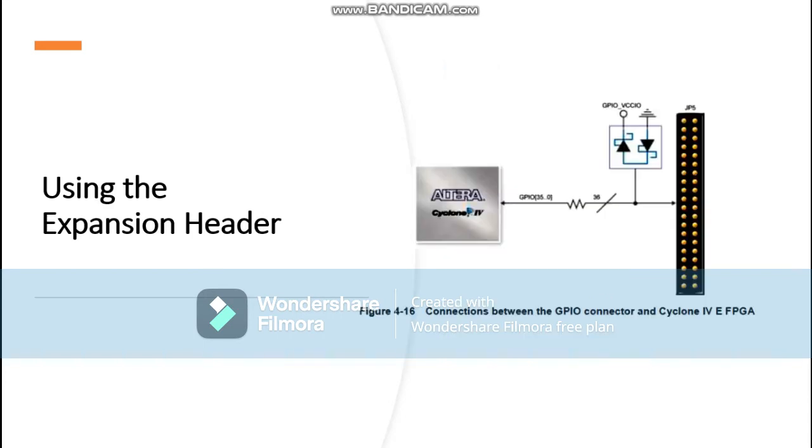Each pin on the expansion headers is connected to two diodes and a resistor that provides protection against high and low voltages. Figure DE2-115-4-16 shows the protection circuitry for one of the pins on the header, but this circuitry is included for all 36 data pins.